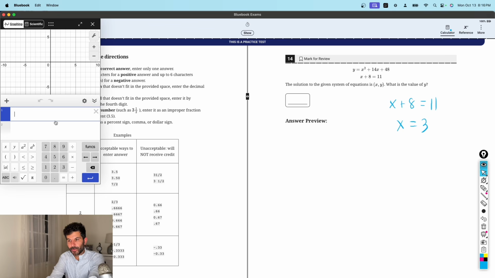But at this point, what we can do is we can say 3 to the second, tab, plus 14 times 3, plus 48. There's our answer, 99, okay?